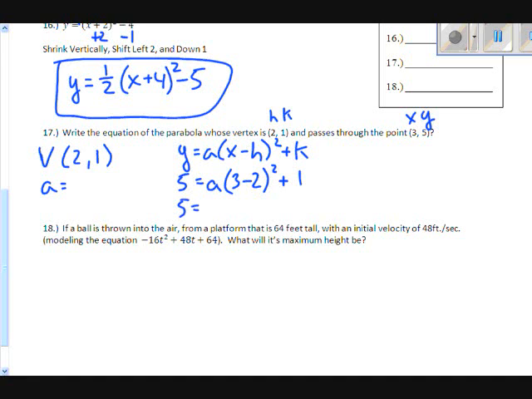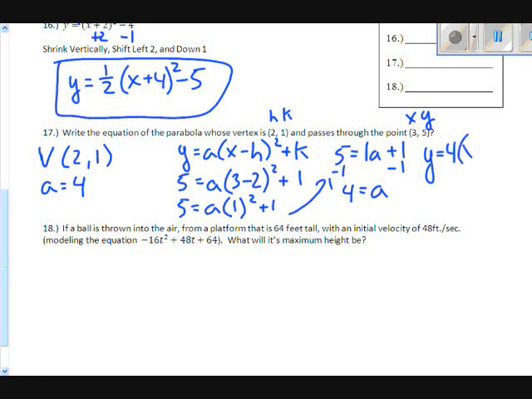So I'm going to simplify. 5 equals a times 1 squared plus 1. So let's see, 1 squared is 1, so that's 1a plus 1. I subtract the 1 from each side, so that's 4 equals 1a, which is just a. So a equals 4. I've solved for a, and now I just have to write my equation. My equation is y equals 4 times (x minus h), which is the 2, squared plus k, which is the 1. And that's it. All right, I find the vertex, find the a value, plug it in, and I'm done.